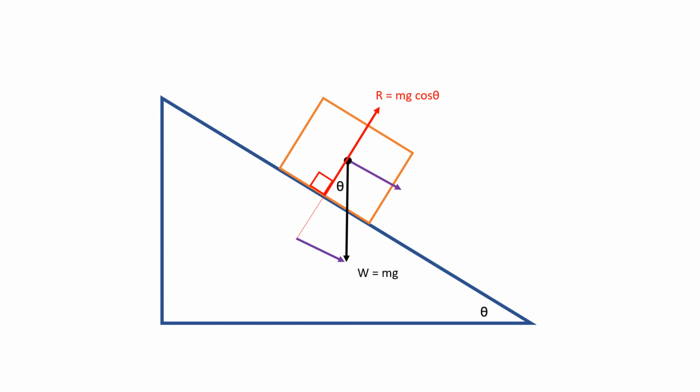So just like before, I can define what this vector is. I can calculate this vector by analyzing my vector triangle where the weight is the hypotenuse. When I do that, I like to label it force down the ramp.